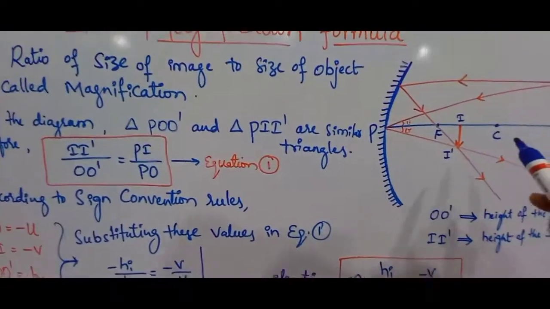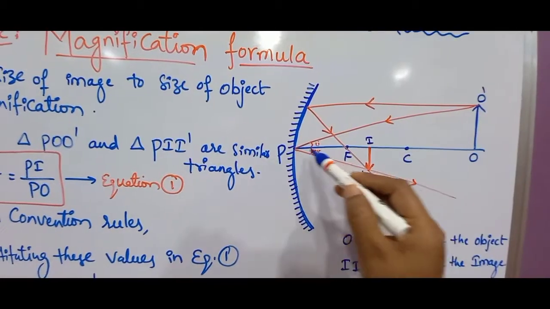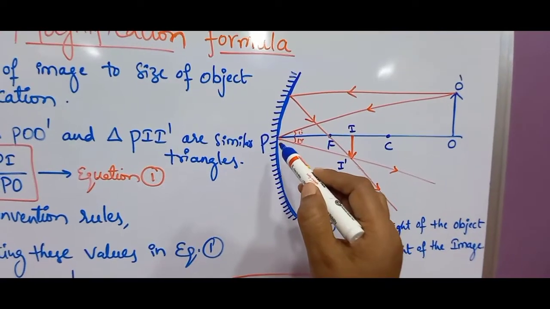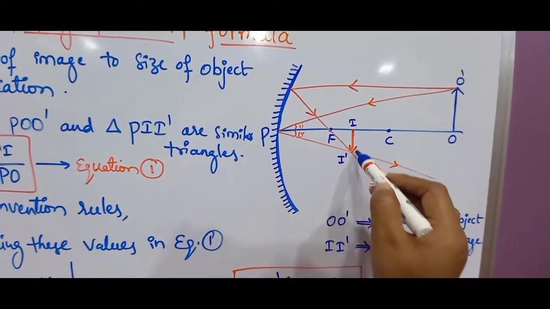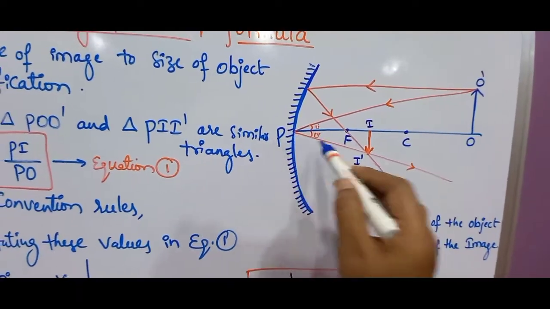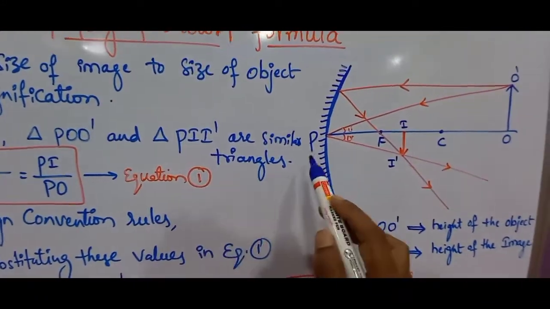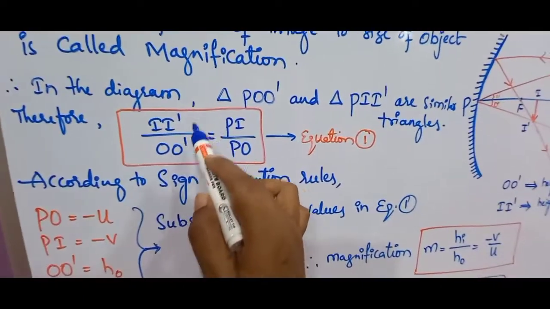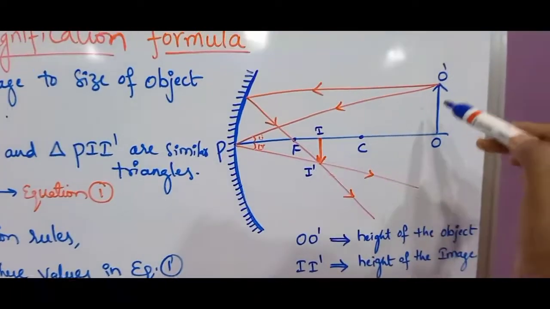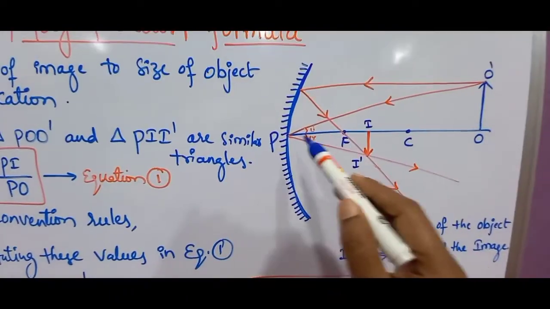Now, in this diagram, if you join all these points, it will look like a triangle PO dash. Similarly, PI dash is also another triangle. When you join these three points, you will also get a triangle. So in this diagram, the triangle PO dash and the triangle PI dash are similar triangles. Hence we can write I dash by O dash is equal to PI by PO. I dash by O dash, that is, height of the image by height of the object, is equal to PI by PO.